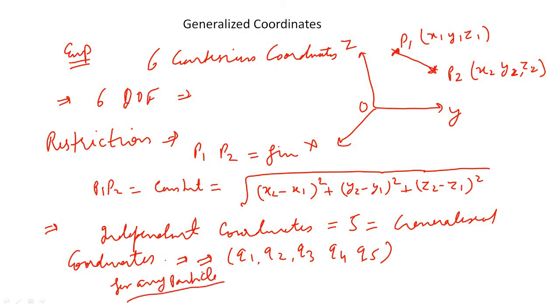Now the other very important thing you have to understand is that these 5 generalized coordinates may or may not be Cartesian coordinates, like in the earlier case when the two particles were freely moving and had the Cartesian coordinates x1, y1, z1, x2, y2 and z2. So these q1, q2, q3, q4, q5 may or may not be any of the Cartesian coordinates.